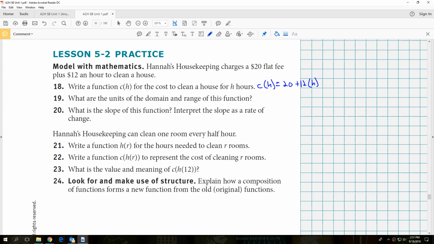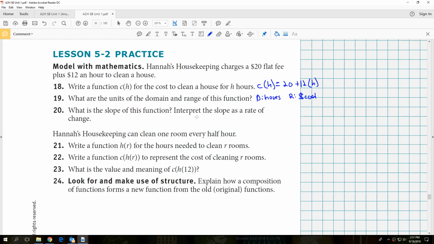All right, what are the units of the domain and the range? So the domain units are hours. That's what we're plugging in. And the range is going to be dollars, right? That's what we're calculating, what we're figuring out, the cost. I'll put cost here, dollar cost.